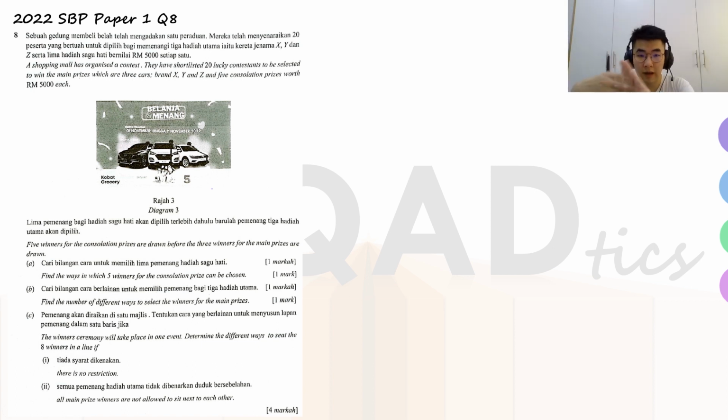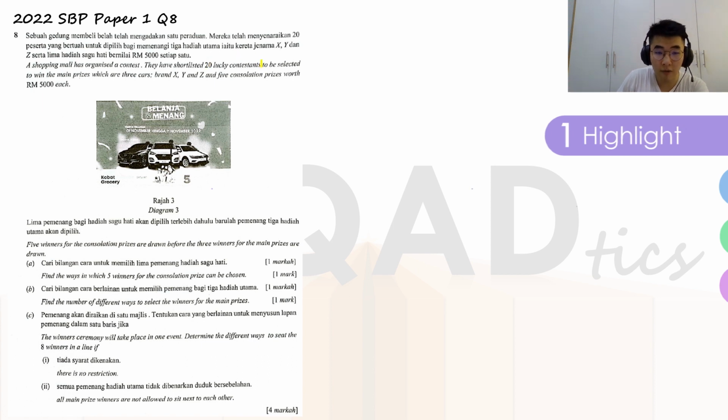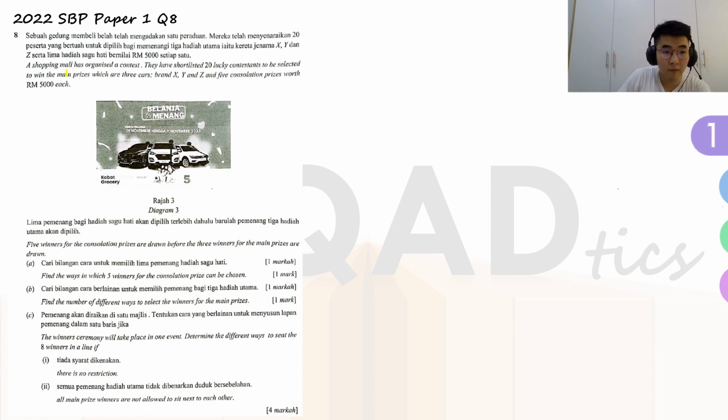I hope you have the answers ready, so I will tell you the answer when we go through the questions. The things that we can highlight is we have 20 contestants and 3 of them will be winning the main prize, and each of the prizes is different: Brand X car, Y and Z. And for 5 of them, they will get the consolation prize, and all of the prizes are the same, which is 5,000 for each person. Note that they give the consolation prizes first, then only the main prizes. This would be important when we go to part A and part B.